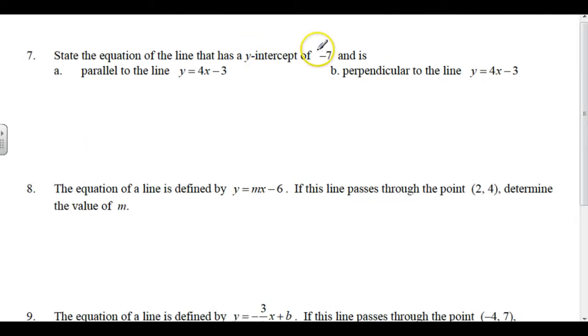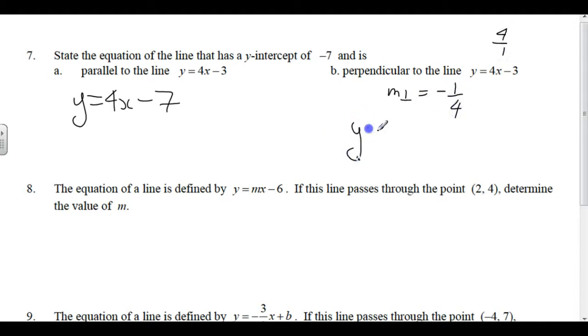State the equation of the line that has a y-intercept of negative 7 and is parallel, same slope. So y equals 4x minus 7. Perpendicular, so the slope perpendicular is, remember that slope is 4/1, so it'll be negative 1/4. So this is y is equal to negative 1/4 x minus 7.